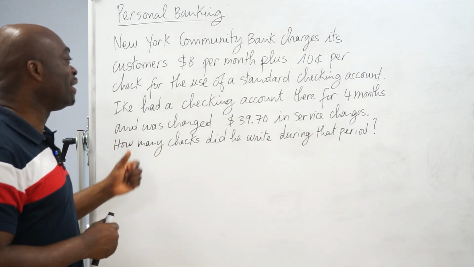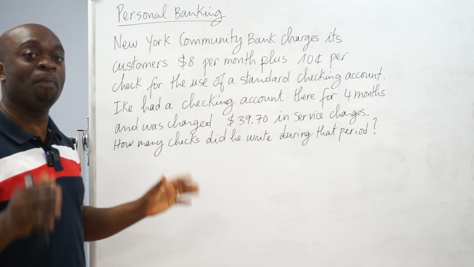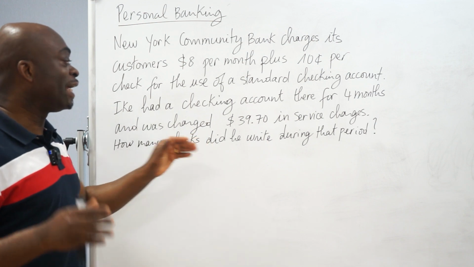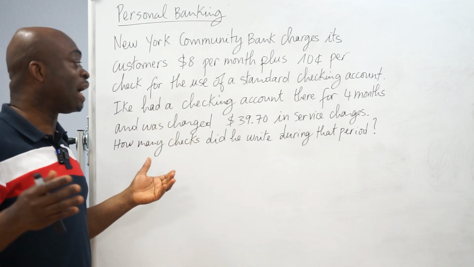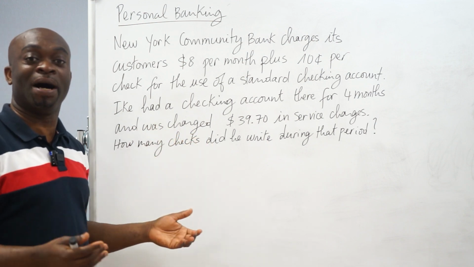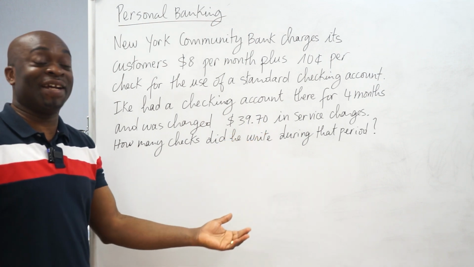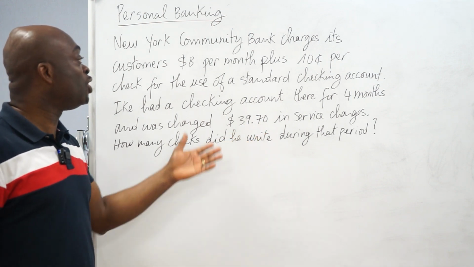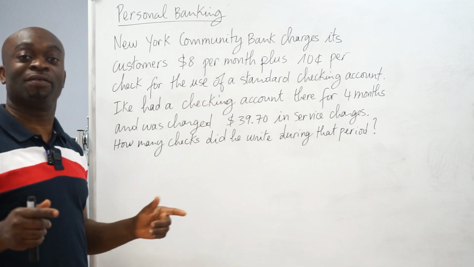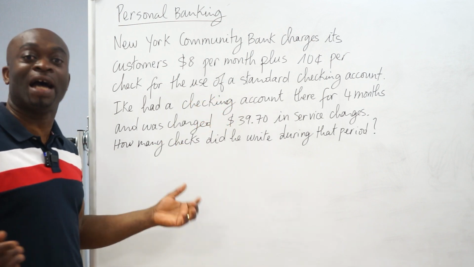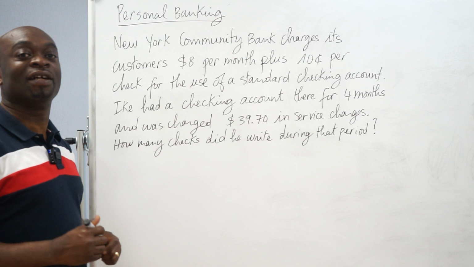Okay? So, and then Ike was there for 4 months. And then he was charged $39.70. So at the end of the month, Ike is finding that he's paying this. The question is, hey, how am I paying this after 4 months? Okay? So after 4 months, he's paying this. How? So now let's see how we're going to get it done.